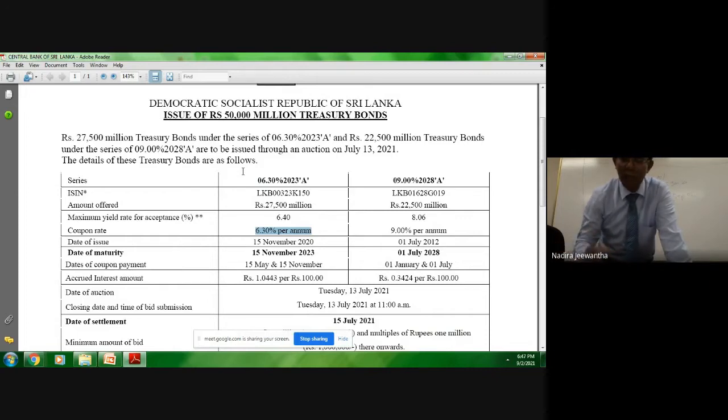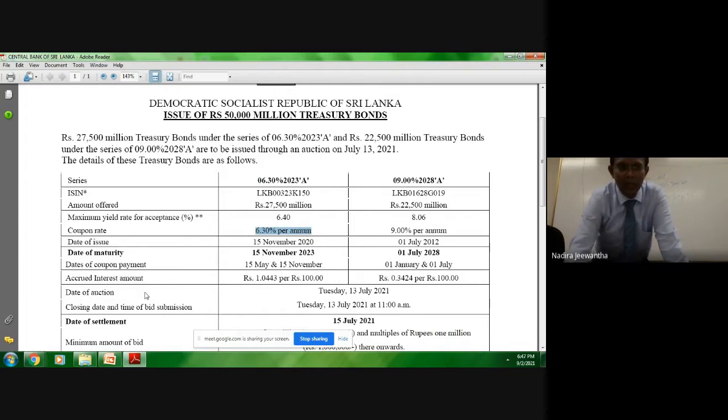But with regard to government securities, remember the word government security: an instrument issued by the government, or issued by the Central Bank of Sri Lanka on behalf of the government. The coupon has to be semi-annual anyway. There is no other option.